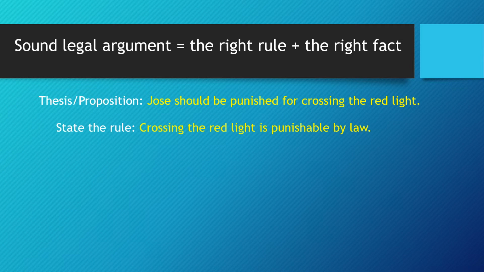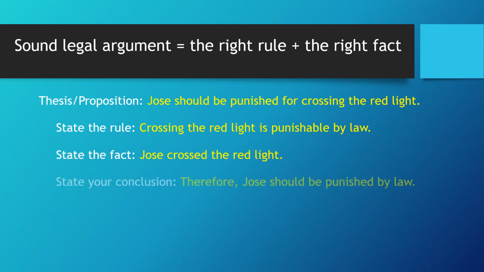Next, you can state the fact in Jose's case that Jose crossed the red light. Finally, you can state your conclusion that therefore Jose should be punished by law. This basic sound argument consists of three statements. The rule statement, crossing the red light is punishable by law, the case fact statement, Jose crossed the red light, and the conclusion statement, therefore, Jose should be punished by law.